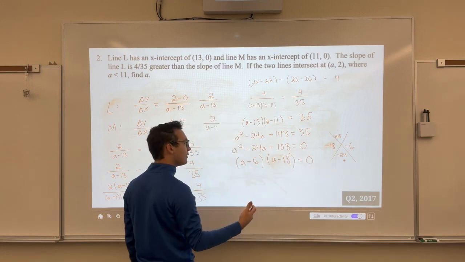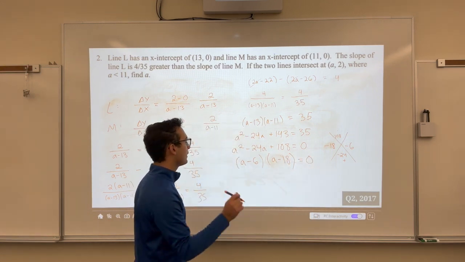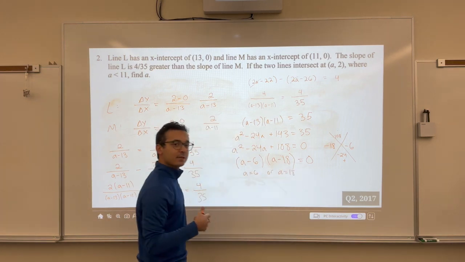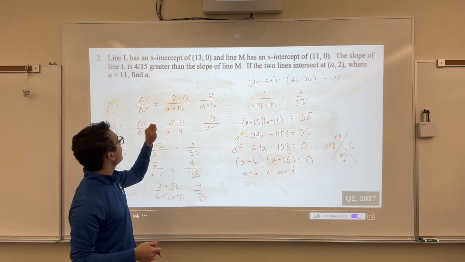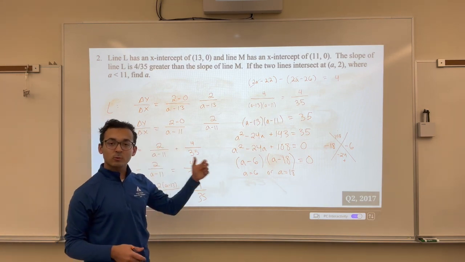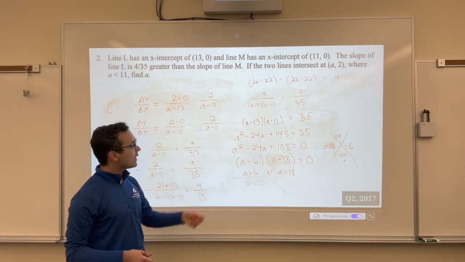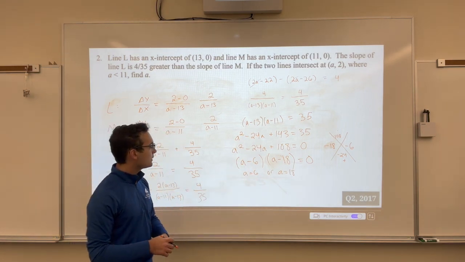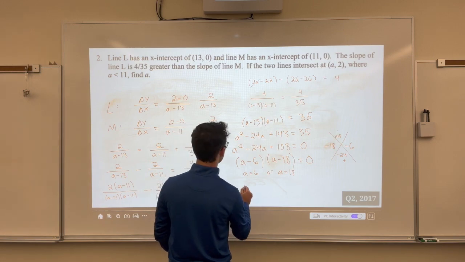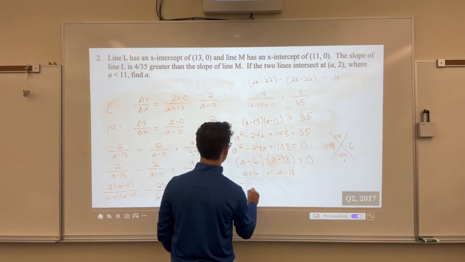And therefore, a would be equal to 6 or 18. So exactly like I had said in the beginning, we did end up with two answers. However, the problem says if a is less than 11, so only one of these answers is valid, and that would be a equals 6. So our final answer to this problem would be that a is equal to 6.